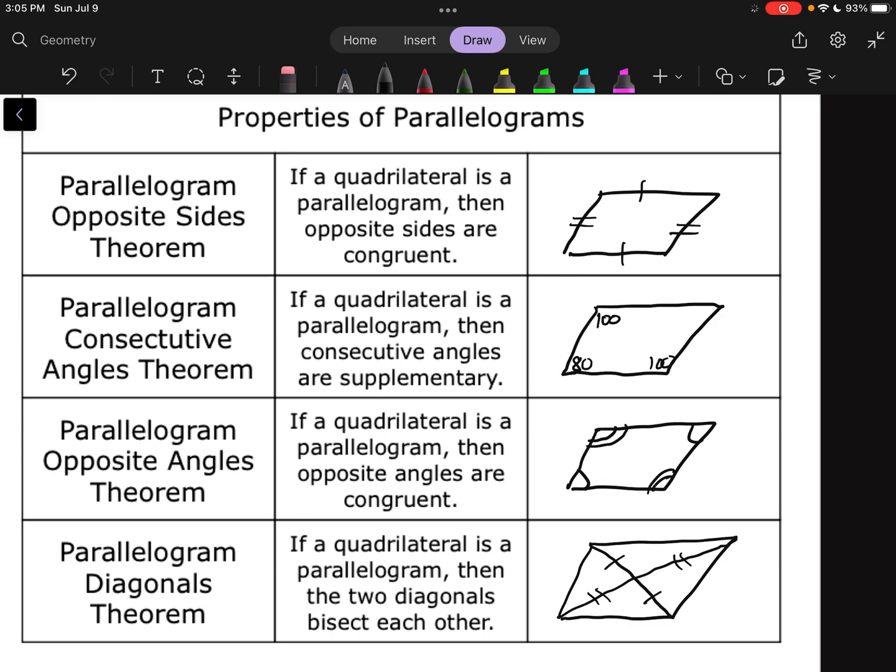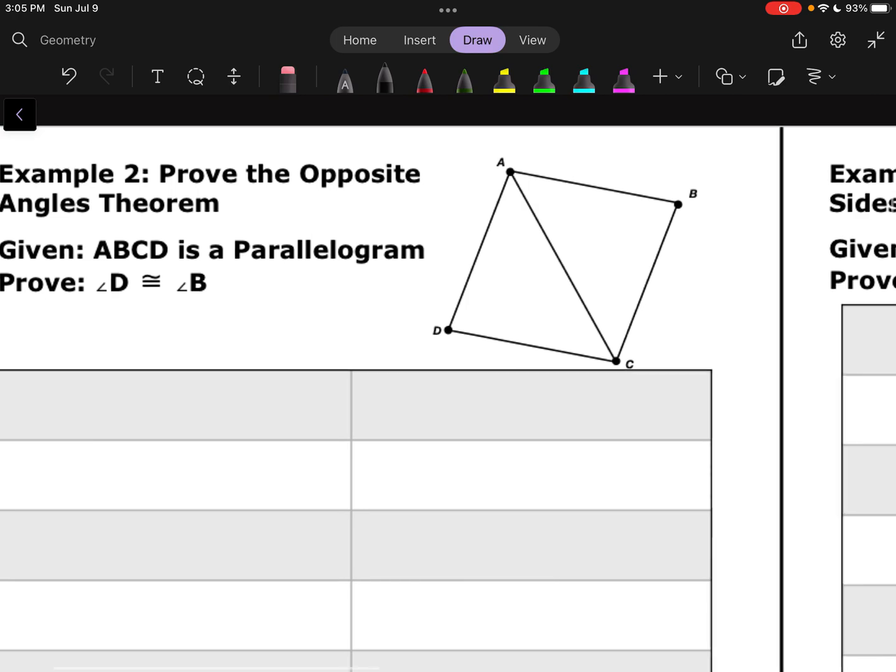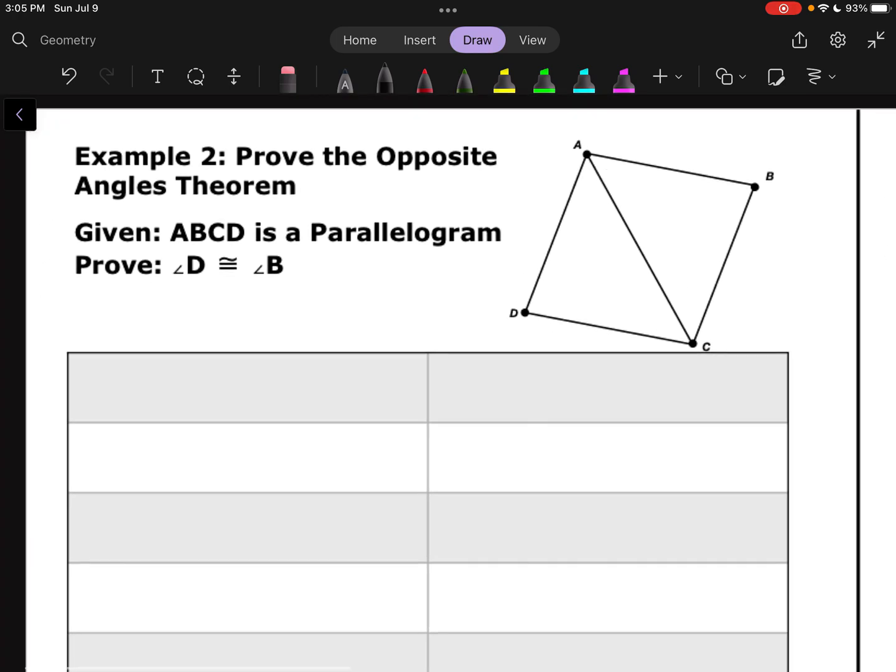Okay, so let's dive into the backside here. For the rest of this thing, what we're going to be doing is we're going to try to prove why these things are. We're going to try to do exactly what Euclid did. And then we're also going to solve some problems, some algebraic problems.